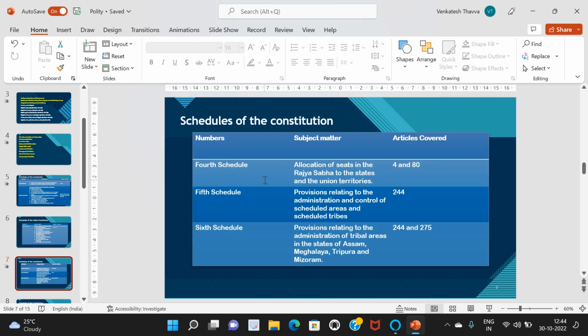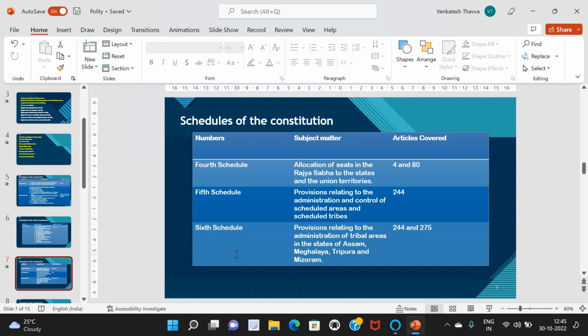Next, coming to fourth schedule. It deals with the subject allocation of seats in the Rajya Sabha to the states and the union territories. Articles covered 4 and 80. Next, coming to fifth schedule. Provisions related to the administration and control of scheduled areas and scheduled tribes. It covers the article 224.